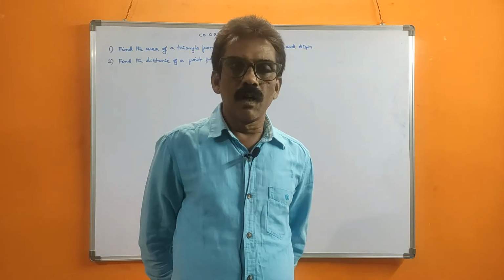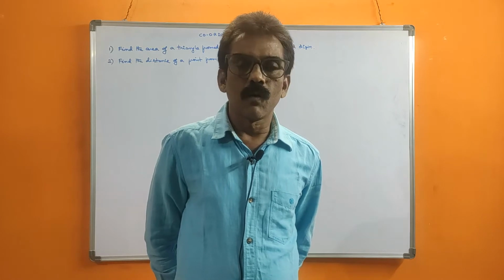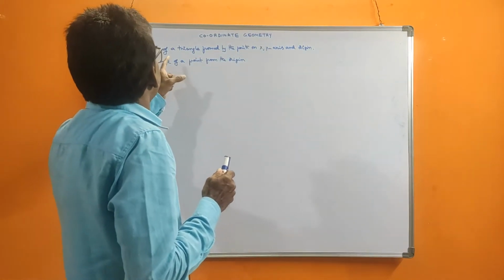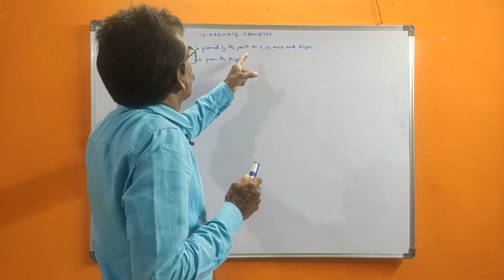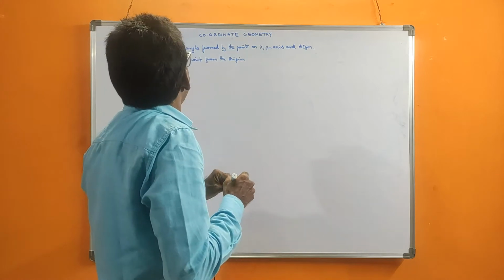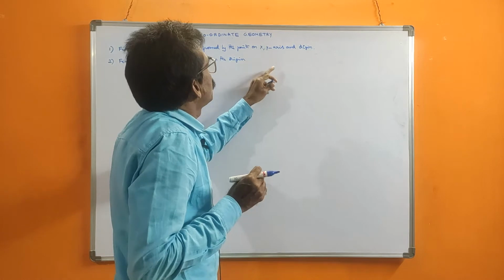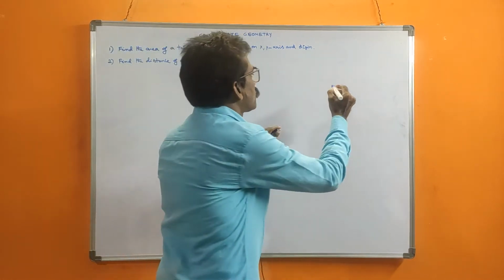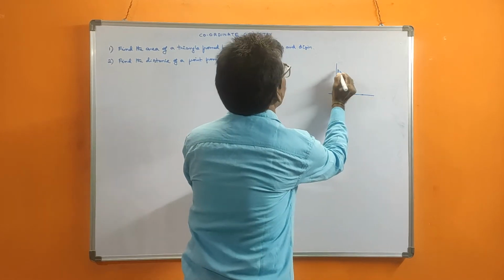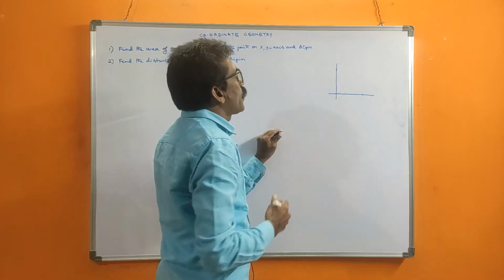In this video, I want to explain some more numerical problems on coordinate geometry. Now see, here: find the area of a triangle formed by the points on the x, y axis and the origin. So here we want to find the area of a triangle formed by a point on the x axis and a point on the y axis with the origin. That means the points are not specifically given. So any point on the x axis and any point on the y axis.